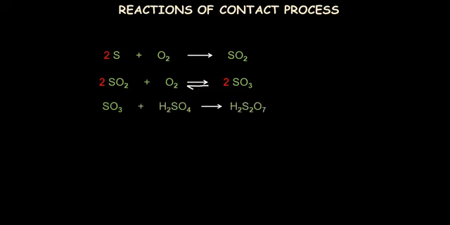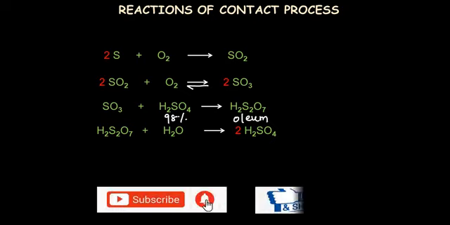The next stage of reaction here is sulfur trioxide being absorbed into 98% sulfuric acid to get oleum. So I can add 98% sulfuric acid to get the oleum. And the next and final reaction is that oleum is diluted with water to get sulfuric acid. So these are the important reactions to remember for the contact process. And this is how contact process is used to make sulfuric acid, one of the important chemicals of worldwide use.